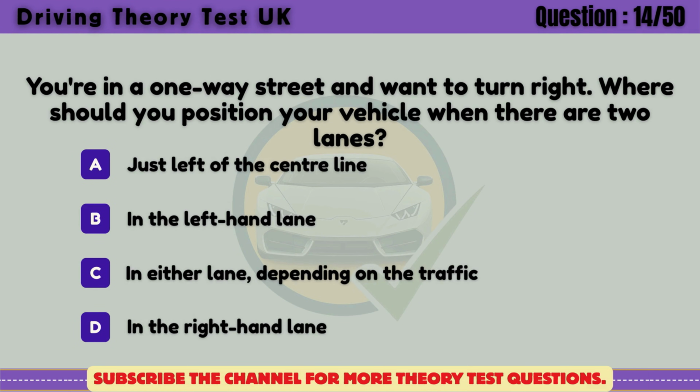Question 14. You're in a one-way street and want to turn right. Where should you position your vehicle when there are two lanes? Option A. Just left of the center line. B. In the left-hand lane. C. In either lane, depending on the traffic. D. In the right-hand lane.